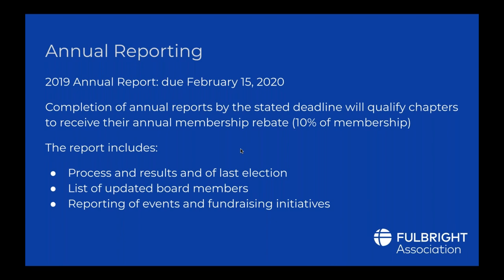The report just includes processes, results of elections, an updated list of board members, and reporting of your events and fundraising initiatives. So hopefully it shouldn't take too much time if you have different people on your chapter engaged in different areas. Hopefully you have a treasurer in charge of finance and someone else doing events, and everyone can come together and pull those documents together and send them as the annual report.